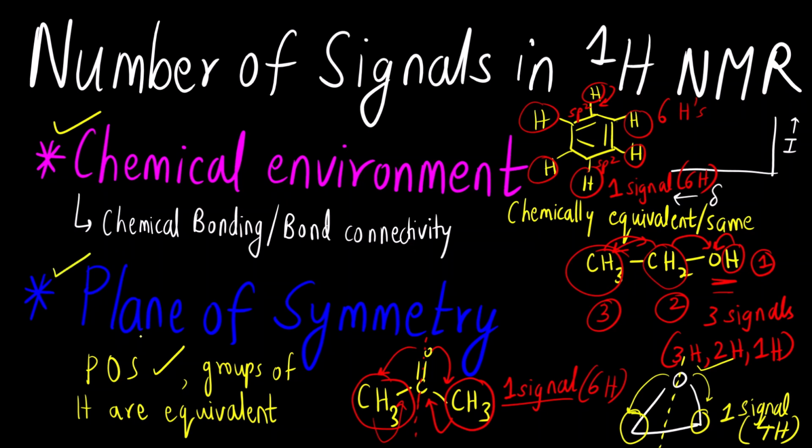Another way of identifying is by drawing a plane of symmetry. If the plane of symmetry is present, then groups on either side are called chemically equivalent, and they will show same signal. If plane of symmetry is not present, then they will show different signals.